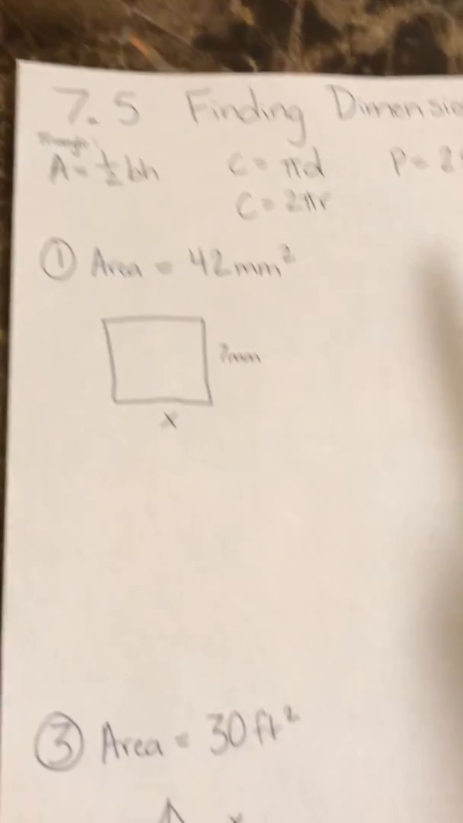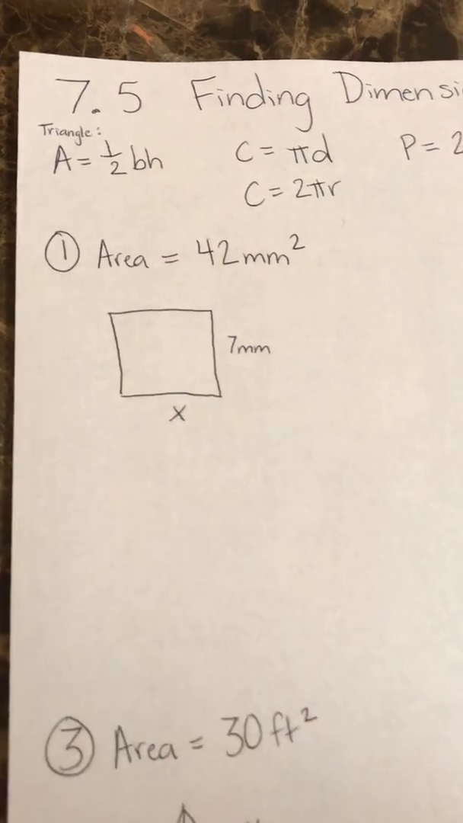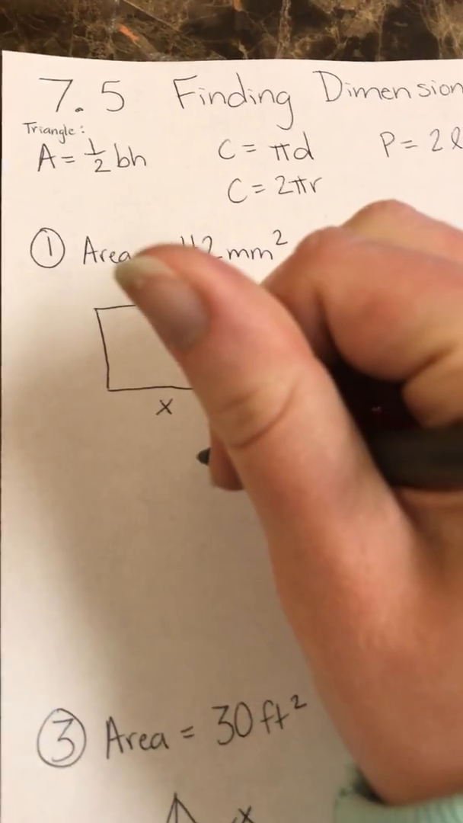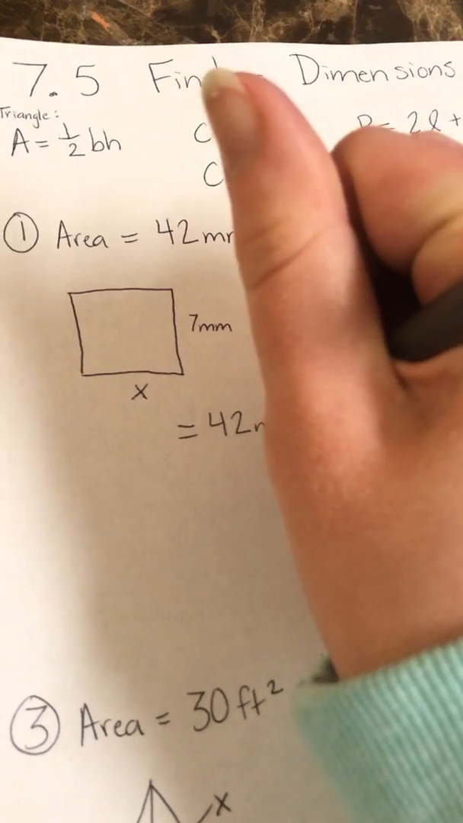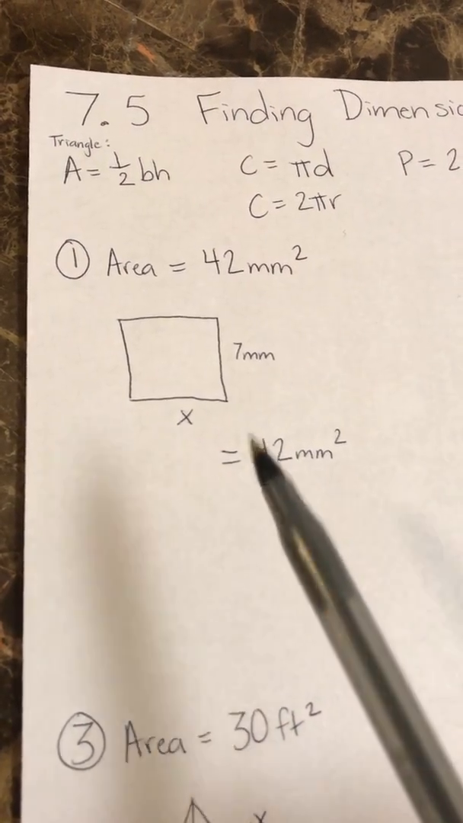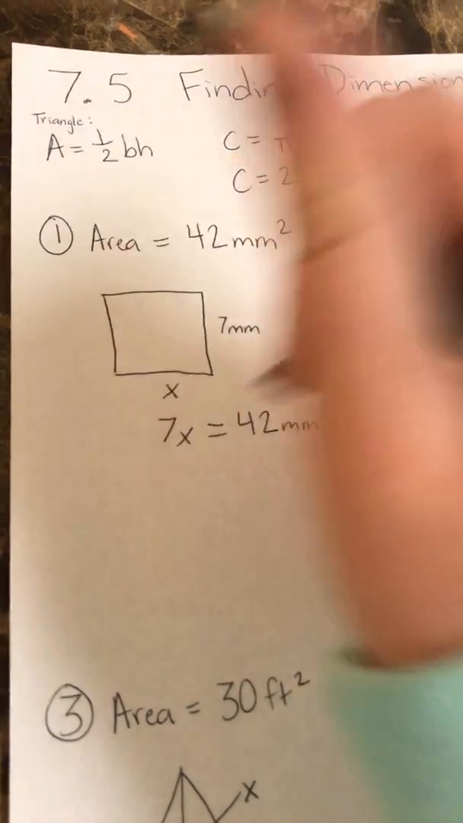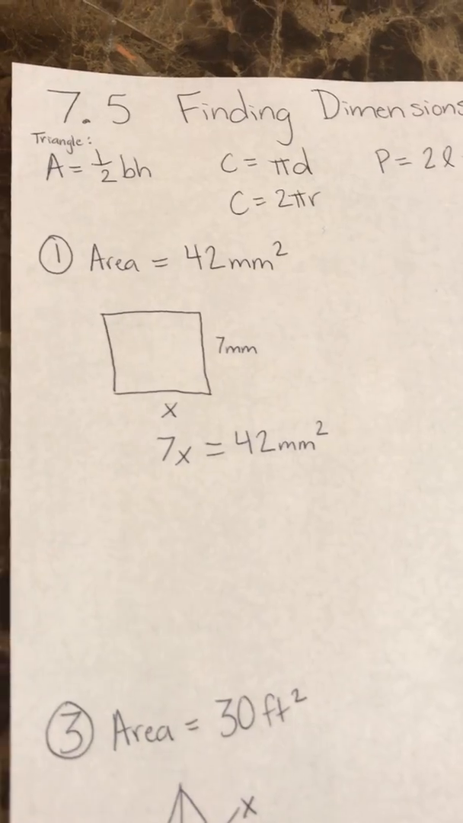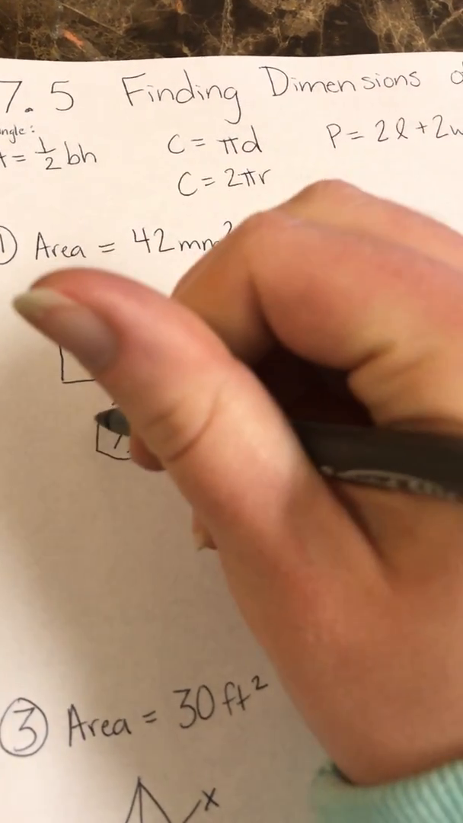So we're going to come back over here. We know our problem needs to be length times width equals, which is equal. It already told us what it's going to equal. So we're going to go ahead and write down what it equals, which would be 42 millimeters squared. So what's our length times our width? Well, we got a 7 and our x. So we're going to do 7x equals 42 millimeters squared. This is the equation you would write down first.